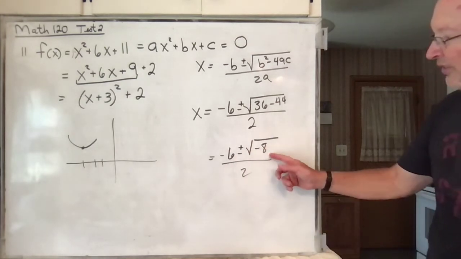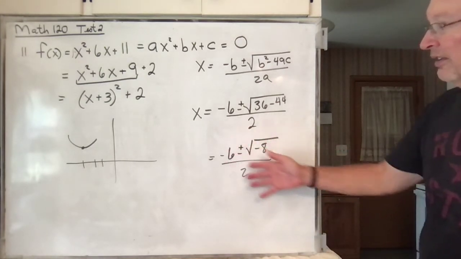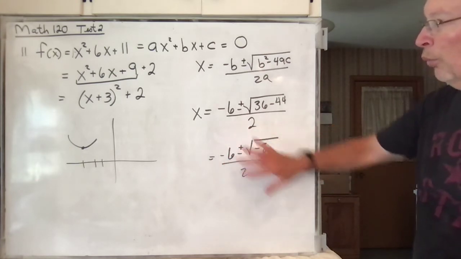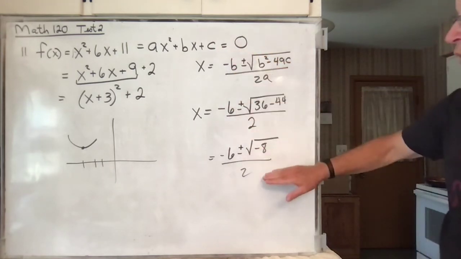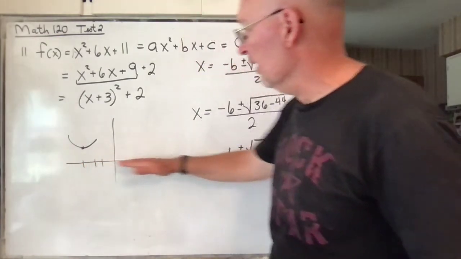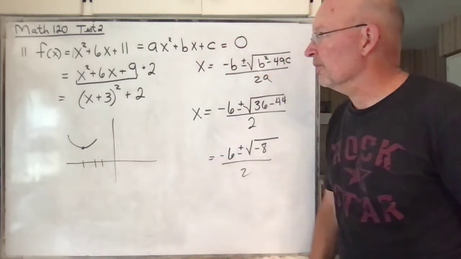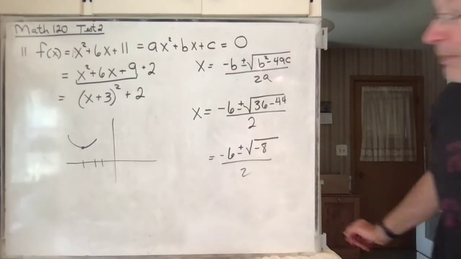And as soon as you see a negative inside the square root, you know that that's telling you there are no real numbers. That's a complex number. There are no real numbers which make this thing equal to 0. That is, there are no real numbers along the x-axis, along the real line, which make this thing equal to 0. There are no x-intercepts. So there you go. There's 3 different ways to solve that problem.